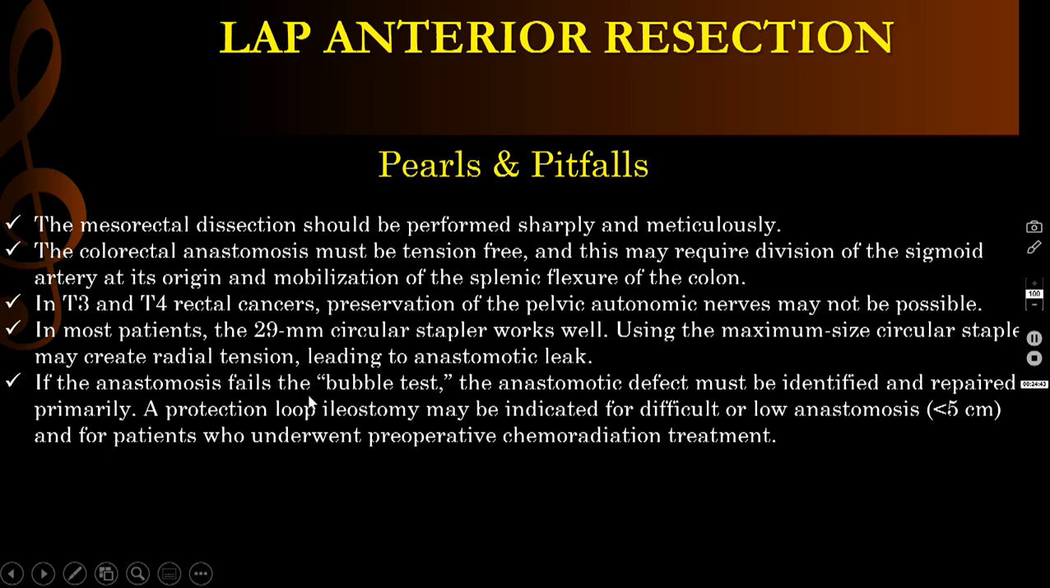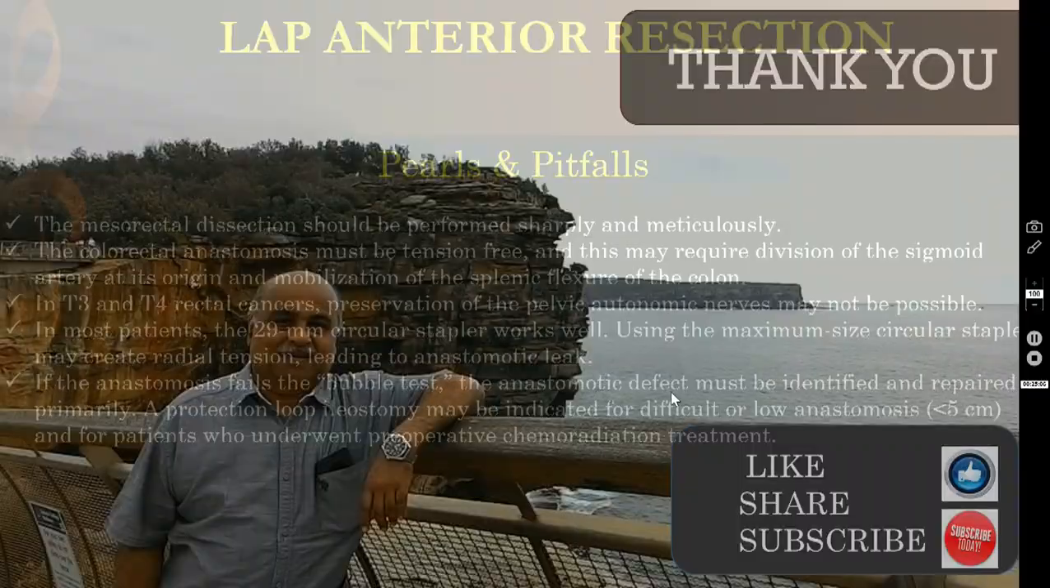A protection loop ileostomy may be indicated for a very difficult or low anastomosis which is just less than 5 centimeters from the anal verge. And for patients who underwent pre-op chemoradiation treatment, there also it is better to do a diverting ileostomy.